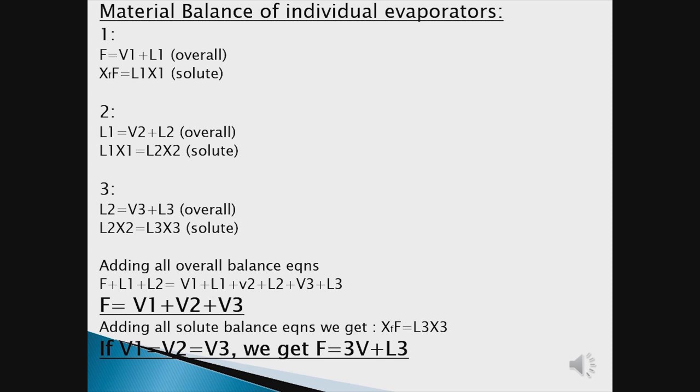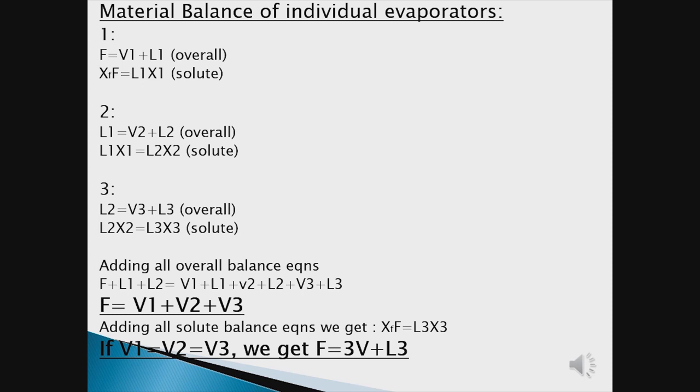Okay, so after adding all the overall material balances, we got F equal to V1 plus V2 plus V3 plus L3. And if we consider that the vapors received from each evaporator are the same, that is V1 equal to V2 equal to V3, we can write the equation finally as F equal to 3V plus L3.